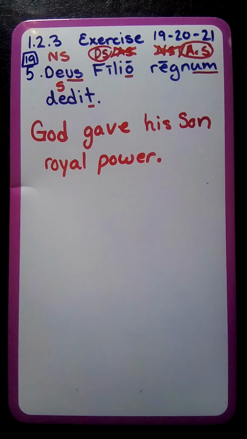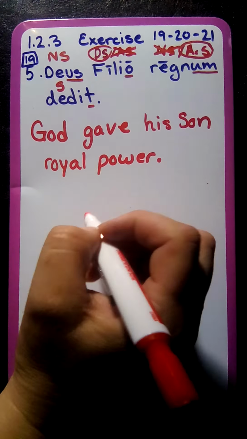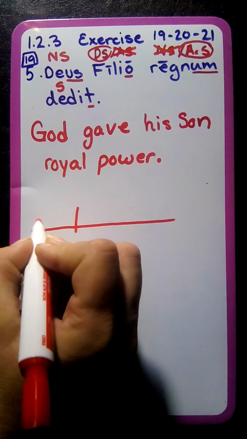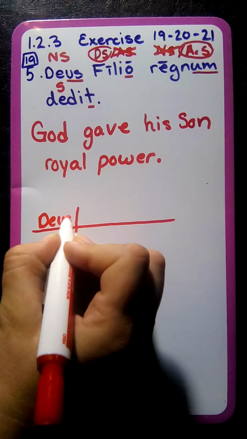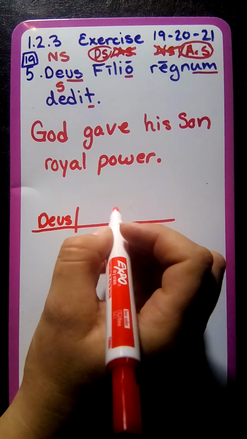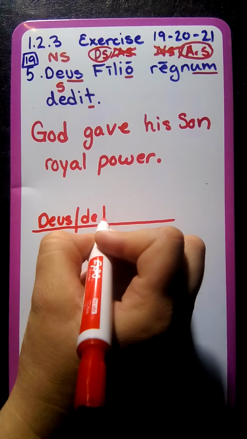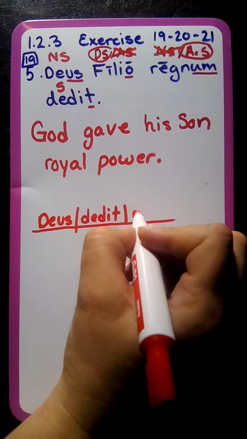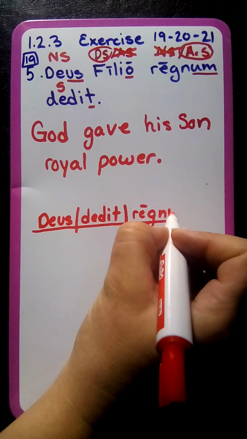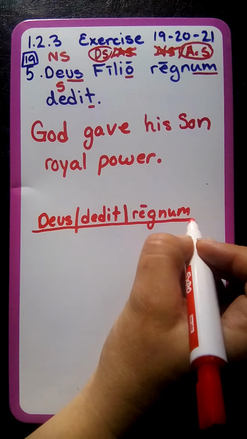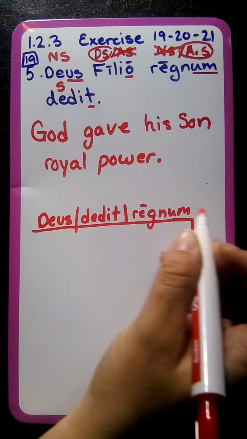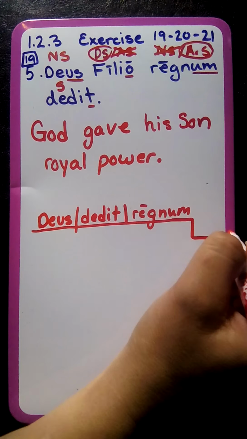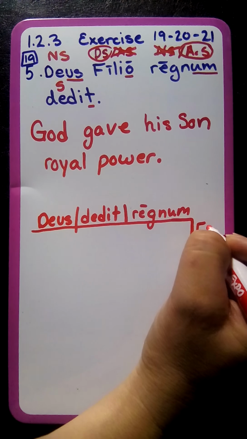Now they've asked us to diagram the sentence. Henle teaches us to diagram this by putting our subject first, Deus, and now our verb, dedit, and then we have our direct object, regnum. They're telling you to put the indirect object down here on a little stair step. So that would be filio.